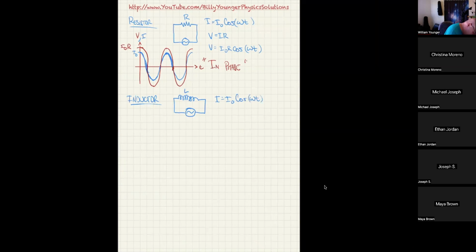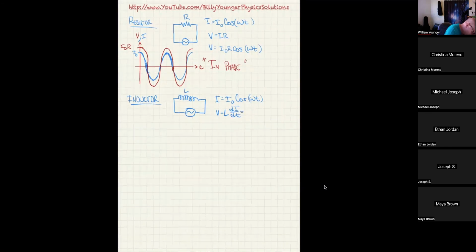But in this case, V is equal to L di dt. So what we have to do is write the I0 out in front, because that's just a constant, and then times L, which is also a constant, but that's in front of the derivative anyways. But now we're going to take the derivative of cosine, and the derivative of cosine is negative sine. So let me give myself a little more space.